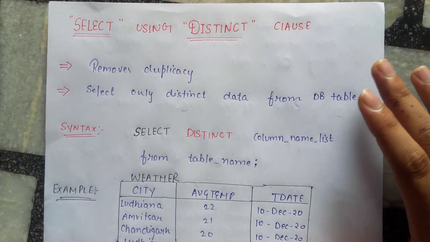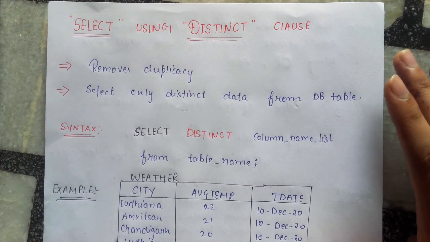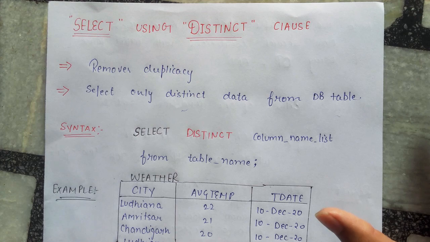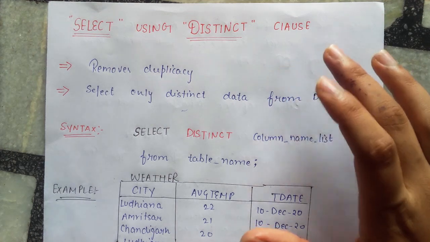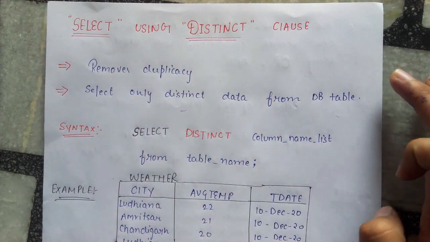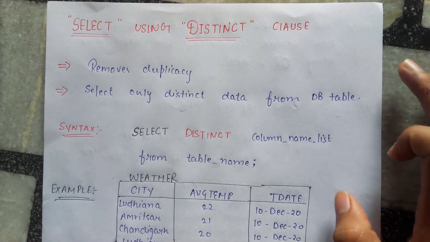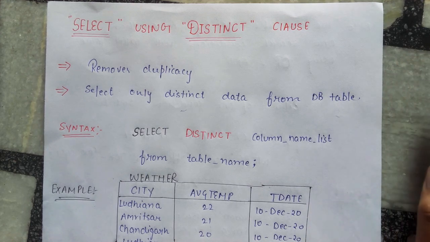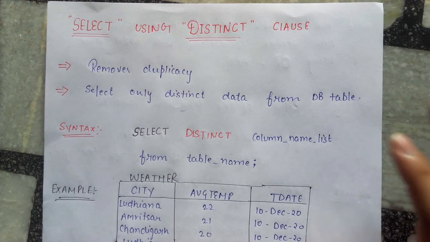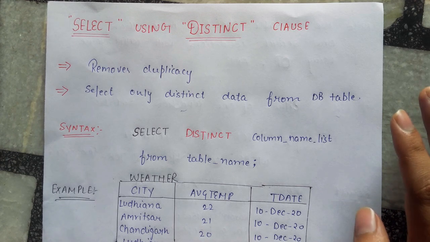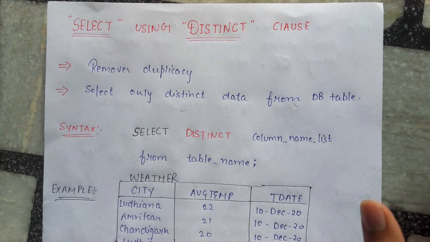Friends, welcome again. In this tutorial we are going to discuss the basic uses of the DISTINCT clause with the SELECT command. Why do we use the DISTINCT clause with the SELECT command? It is basically used to remove duplicacy, and it selects only distinct data from the DB table.